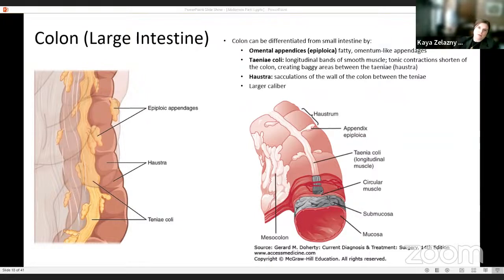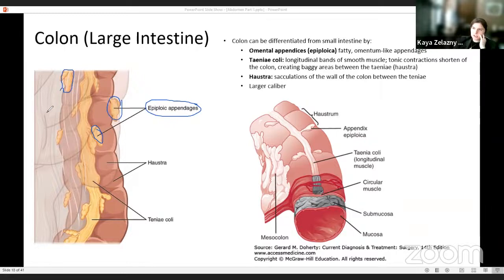So the first time you see them, they may look pretty similar, but when you actually concentrate, they're not too hard to tell apart. One thing we're going to notice is that the colon, our large intestine, has something called omental appendices, or epiploic appendages, on it. These look just like little extra globs of fat hanging off of the large intestine. You won't see those on the small intestine, so that's a really big giveaway.